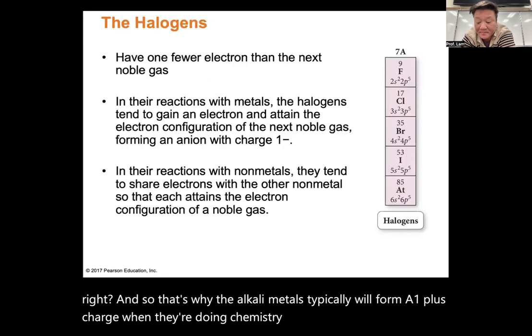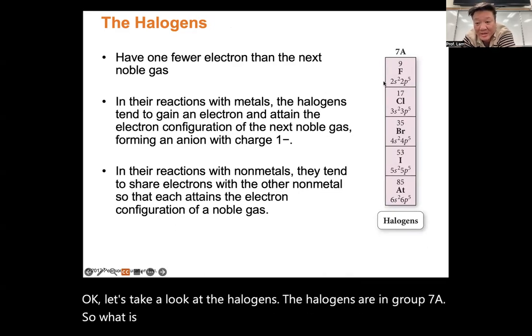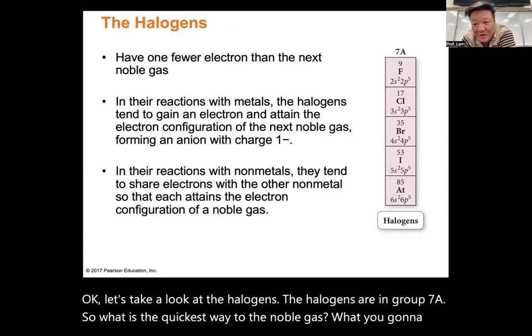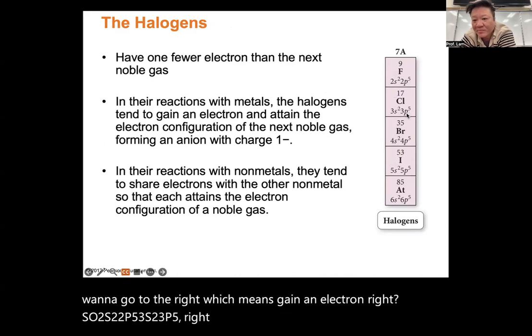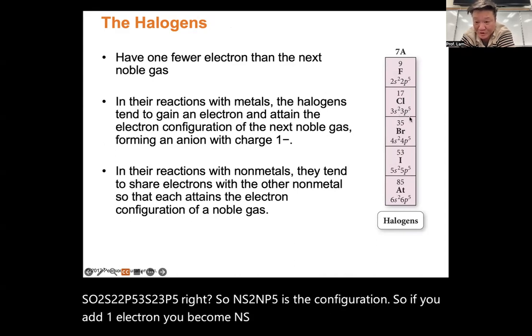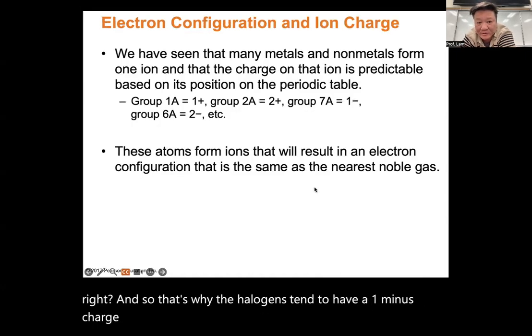Makes sense, right? Okay, let's take a look at the halogens. The halogens are in group 7A. So what is the quickest way to the noble gas? Well, you're going to want to go to the right, which means gain an electron, right? So 2s2 2p5, 3s2 3p5, so ns2 np5 is the configuration. So if you add one electron, you become ns2 np6, just like the noble gas, right? And so that's why the halogens tend to have a 1- charge when they're doing chemistry, right?